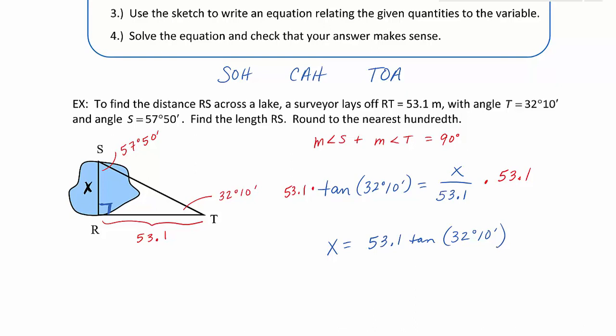Now we just need to plug that into our calculator and round to the nearest hundredth. Make sure you are in degree mode. And we get x to be 32.40, and our unit is meters.